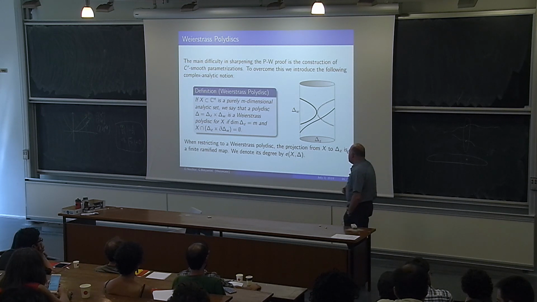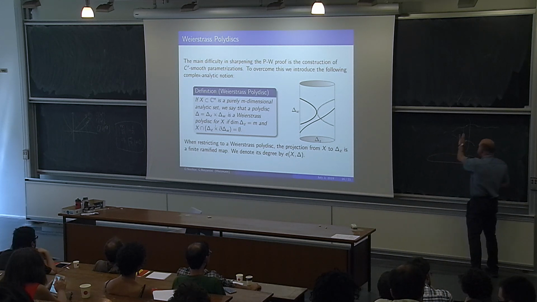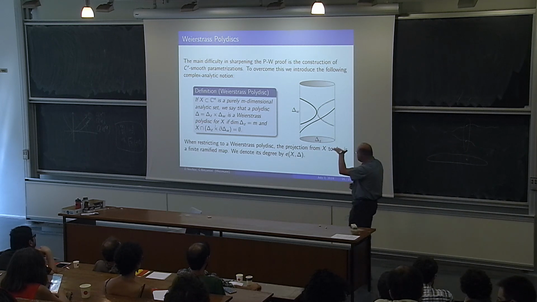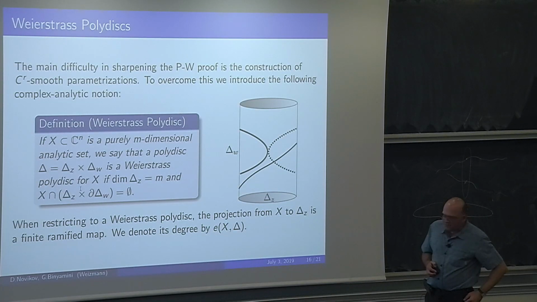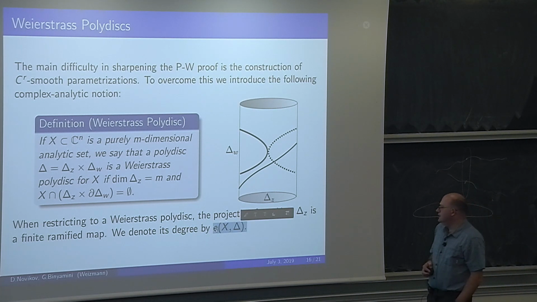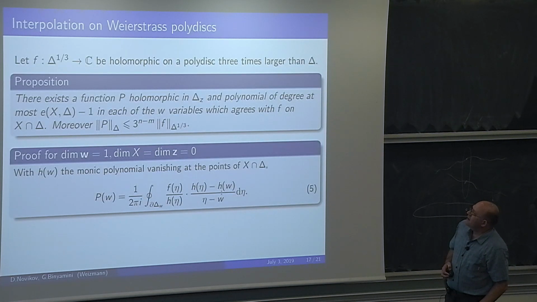Then certainly in this case the number of points is the same. They do not escape anyway. So the projection to delta Z is just a finite ramified map. Denote its degree by E, E of X, delta.